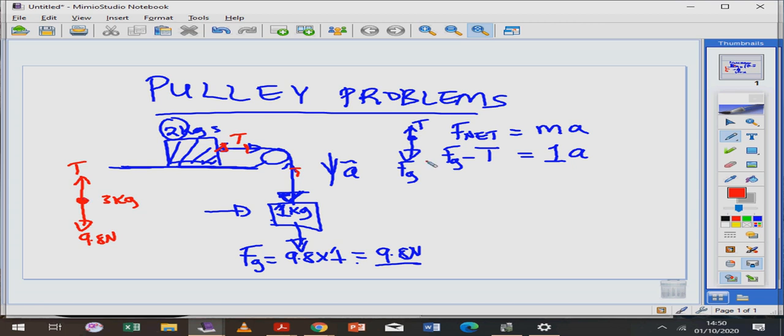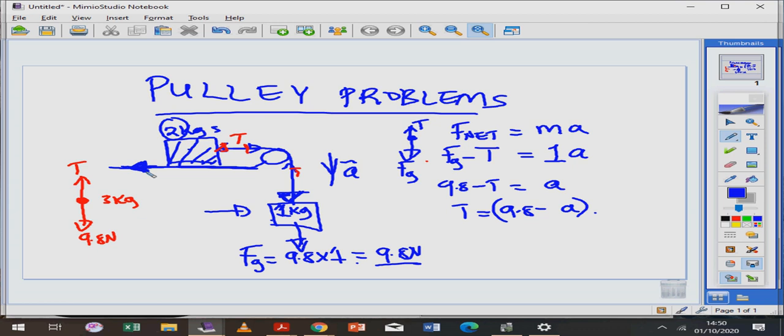So if I use this one over here, 9.8 minus tension equals A. I see that tension is equal to 9.8 minus A. That doesn't help me find the acceleration. What about this second object? There is no force acting horizontally on the object on this side. So the net force acting on that object is simply the tension.